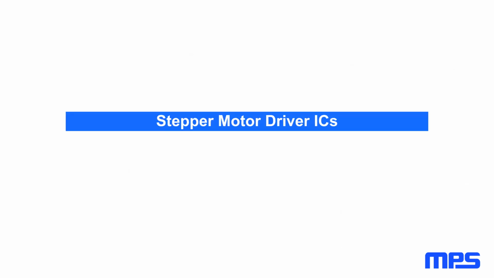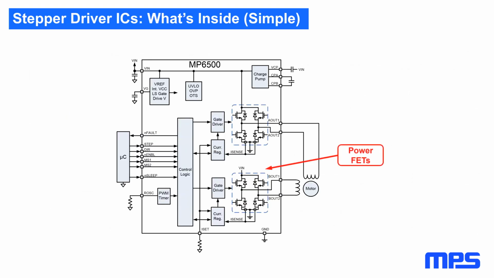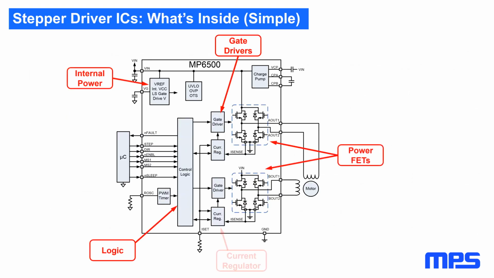All right, now let's look at what's inside a typical stepper motor driver IC. So this shows what's inside a typical driver IC. This is the MP6500. The high current driven through each winding of the motor is controlled by an H bridge consisting of 4 N-channel MOSFETs. There are FETs on each side of the winding that can drive to either the input supply or to ground.